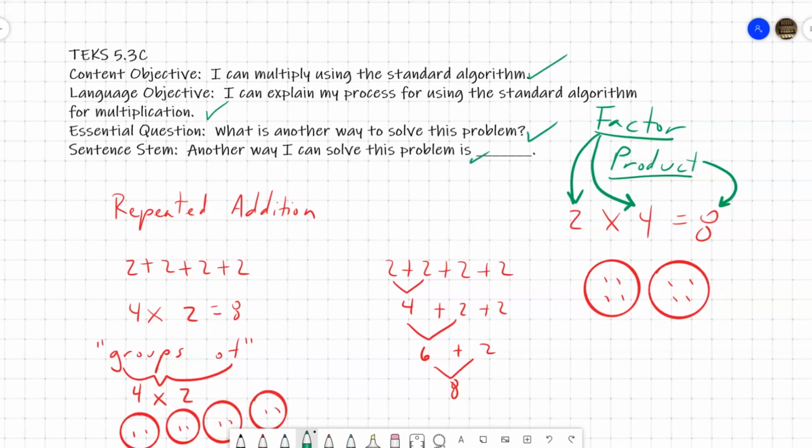Now there are other ways too. So we could use base 10 blocks or different manipulatives, draw other types of models. But again, our focus is on the standard algorithm for this lesson, and so that's what I wanted to make sure we know how to do. And of course, we do, so we're ready to get some practice.